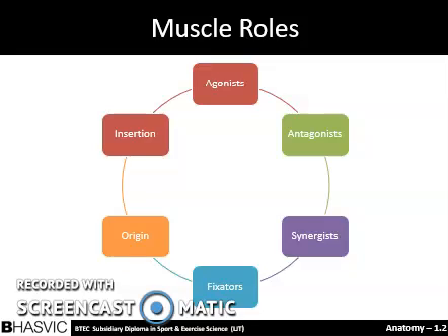Here I am going to be talking about muscle roles, and this involves the agonists, antagonists, those sorts of muscle roles. You can see that in the PowerPoint right now. The agonists are known as the prime movers, as they provide the major force to complete the movement. You can see this in a bicep curl, which produces flexion at the elbows. The bicep muscle is the agonist.